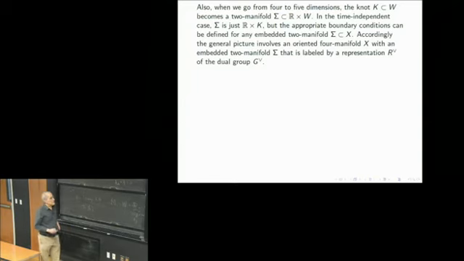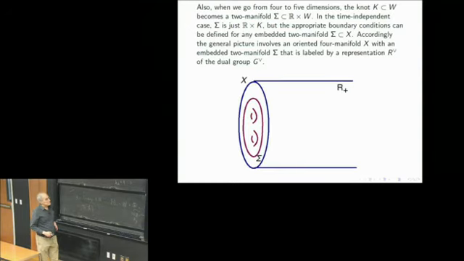So the general picture involves an oriented 4 manifold X with an embedded 2 manifold sigma labeled by a representation of the dual group. So I've drawn the picture here schematically. X is a 4 manifold, and it's the boundary of a 5 manifold. And there's an embedded Riemann surface in X labeled by a representation of the dual group.